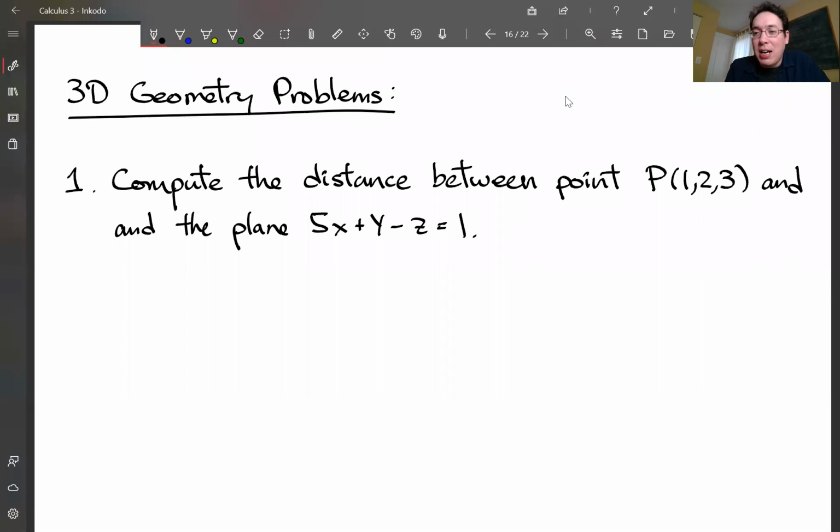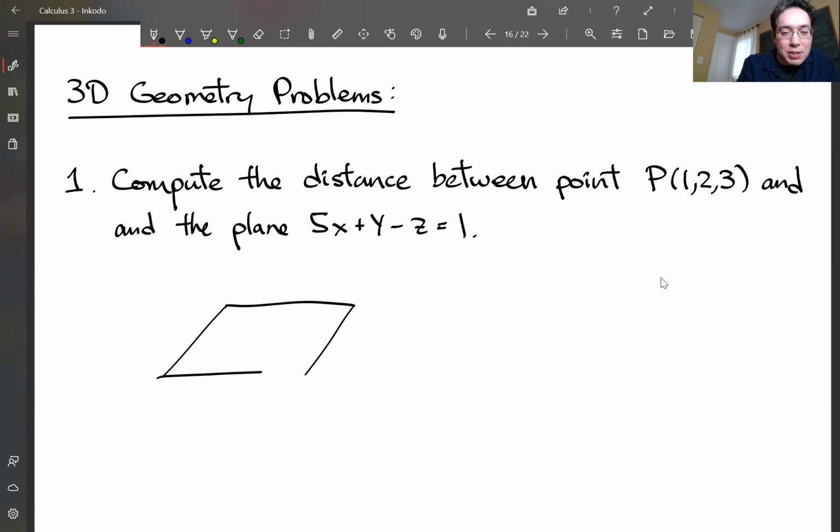Okay, let's look at the first problem. Compute the distance between a point and a plane. So we have some kind of plane. I'm going to just draw some kind of plane, and the equation of this is 5x plus y minus z equals 1. And we have a point not on the plane, and we want to compute the distance from the point to the plane.